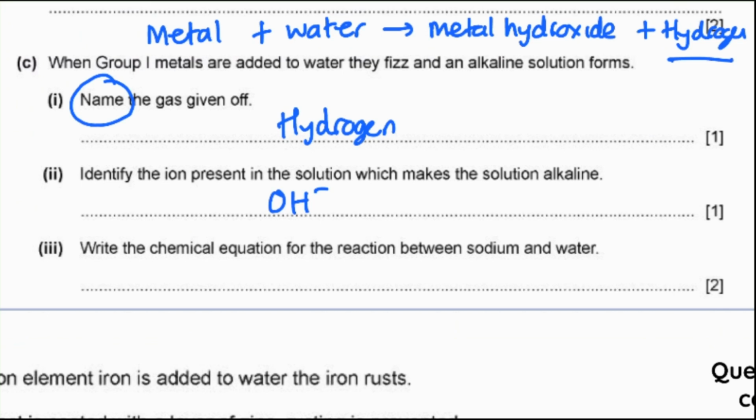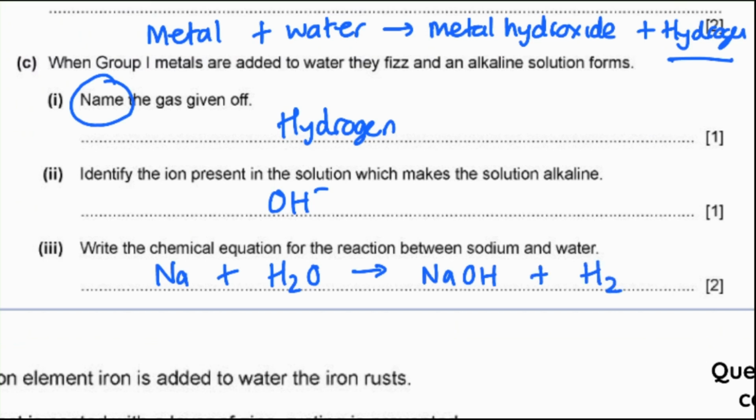So sodium plus water. We use our periodic table if we're not sure, but sodium is Na. Then we're adding H2O, because metal plus water makes a metal hydroxide, so sodium hydroxide, and hydrogen gas.